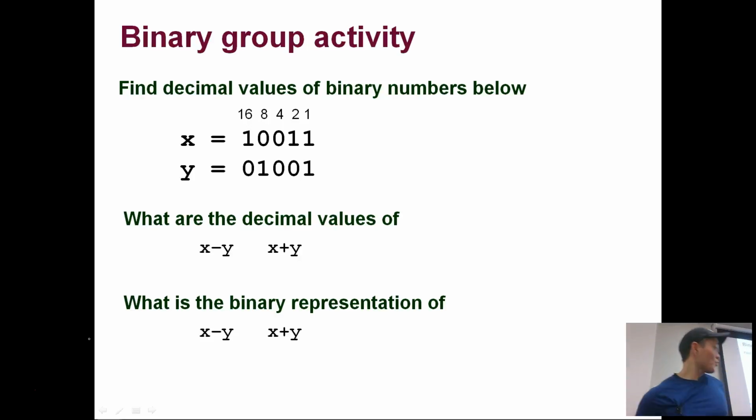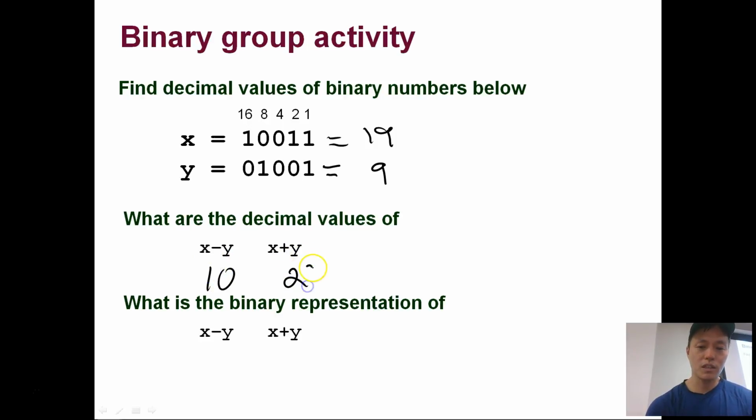All right. What did people get? The first one is 19, 16 plus 2 plus 1. And then the second one is 9. So x minus y is 10. X plus y is 28.